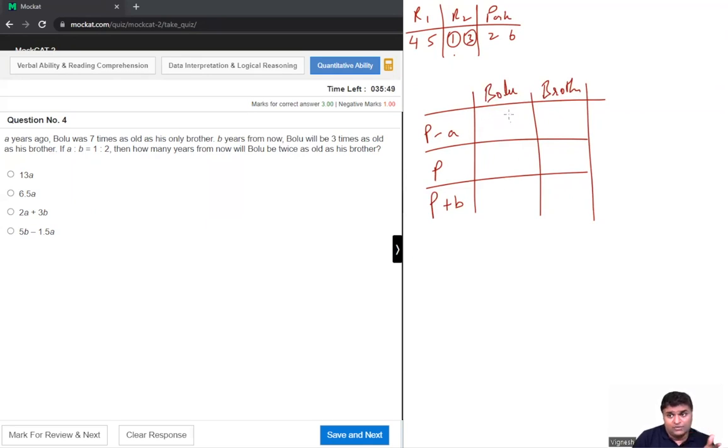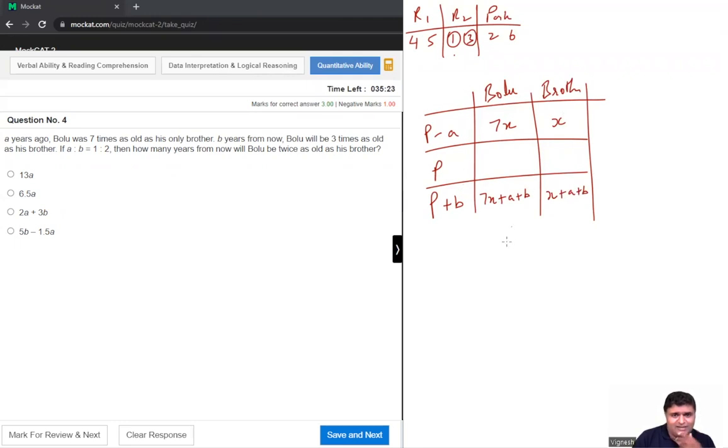A years ago at this point, 7 times as old. So this is X. This is going to be 7x. Okay. B years from now, which is going to be A years later and another B years later. So it's going to be 7x plus A plus B. It's going to be x plus A plus B. Correct?